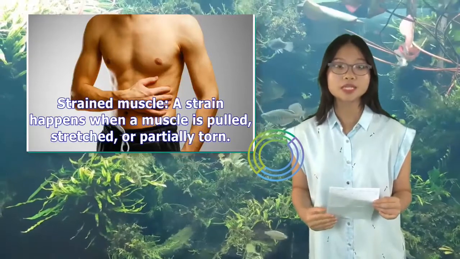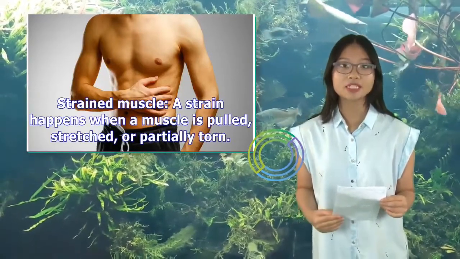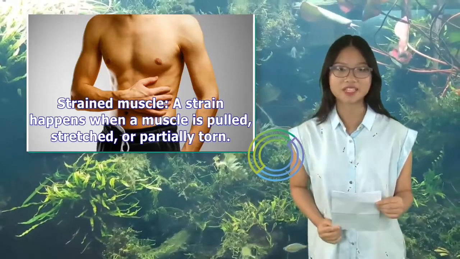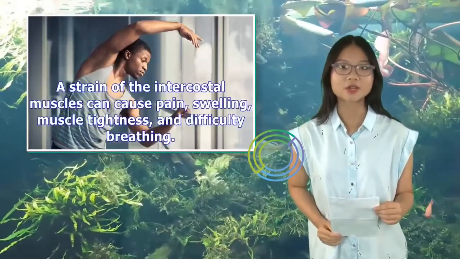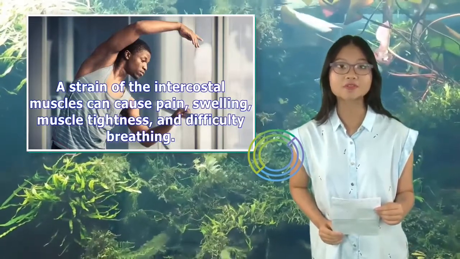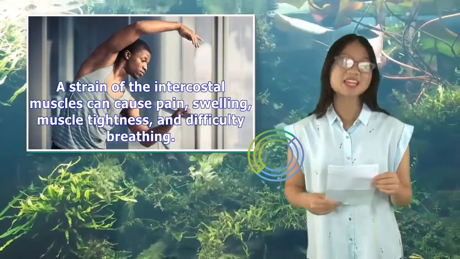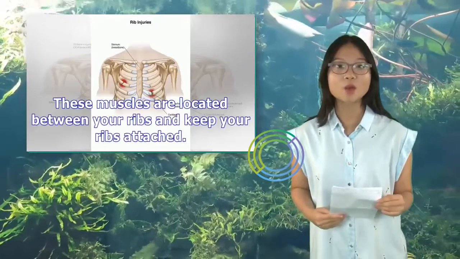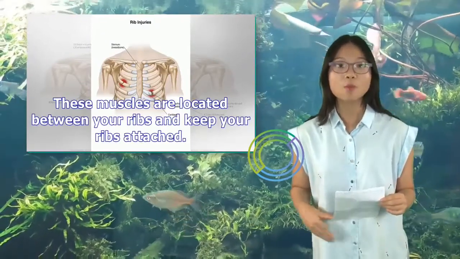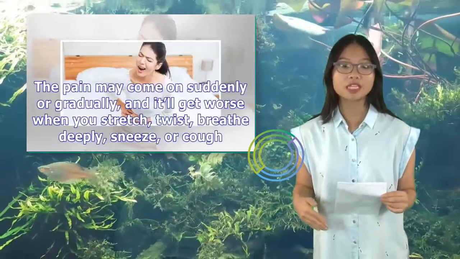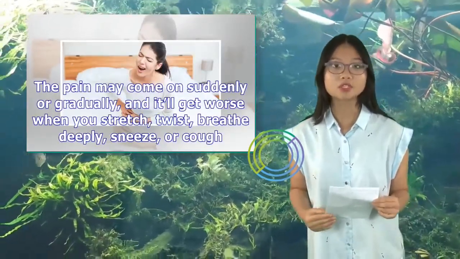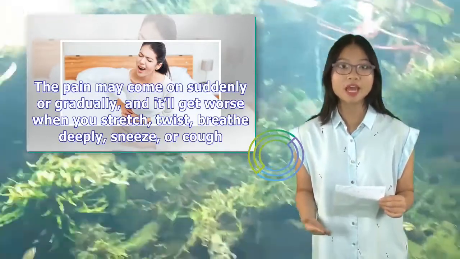Strained muscle. A strain happens when a muscle is pulled, stretched, or partially torn. A strain of the intercostal muscles can cause pain, swelling, muscle tightness, and difficulty breathing. These muscles are located between your ribs and keep your ribs attached. The pain may come on suddenly or gradually, and it'll get worse when you stretch, twist, breathe deeply, sneeze, or cough.